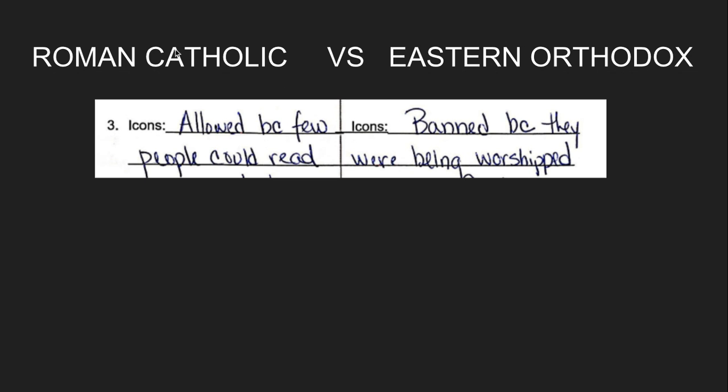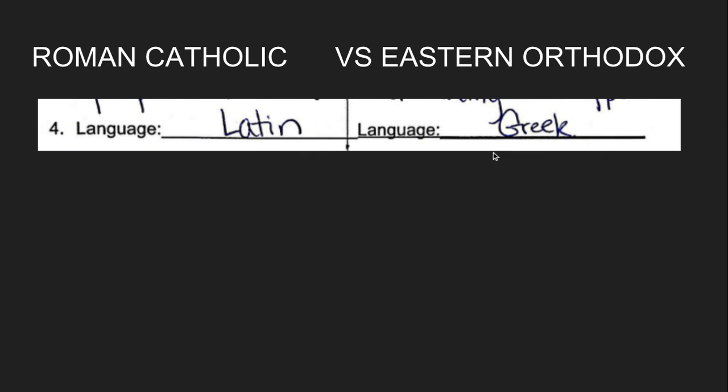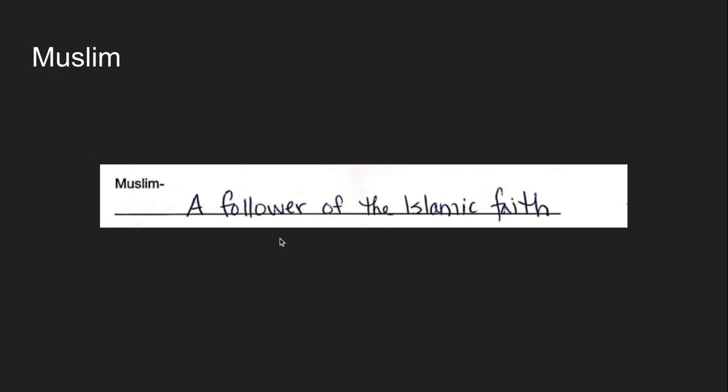The Roman Catholic Church allowed icons. The Eastern Orthodox banned icons. The Roman Catholic Church spoke in Latin. The Eastern Orthodox spoke in Greek.